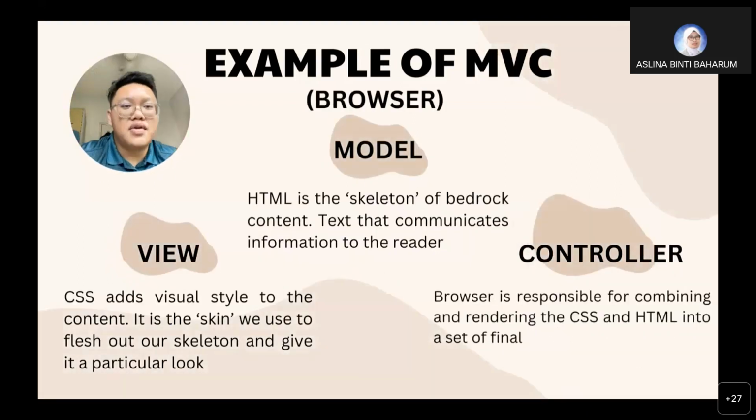The last example of MVC is the browser. We look at the view first. CSS adds visual style to the content. It is the skin we use to flesh out our skeleton and give it a particular look. For the model, HTML is the skeleton of bedrock content, text that communicates information to the reader. Last is the controller. The controller works as the browser, which is responsible for combining and rendering the CSS and HTML into a set of final output.